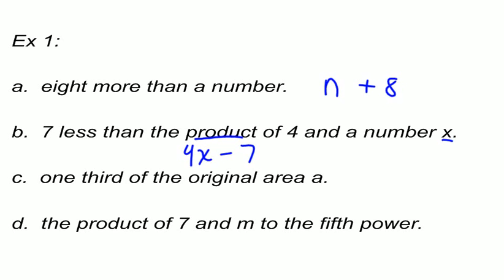1/3 of the original number. If you're taking a third of something, you're going to be multiplying. So it's 1/3, the variable is a, so 1/3 times a. We don't have to put a dot or an x in there. We're multiplying, and it's implied that it's 1/3 a. Next, the product of 7 and m to the 5th power.